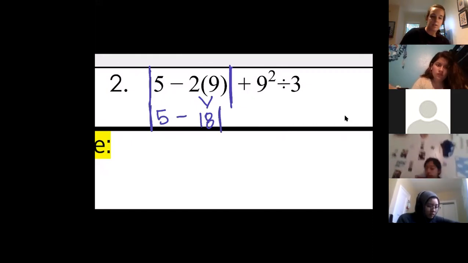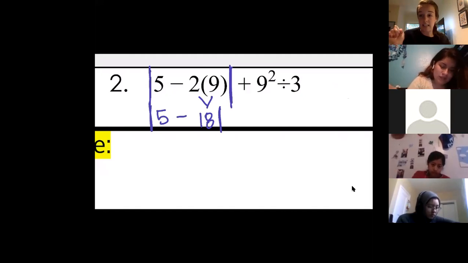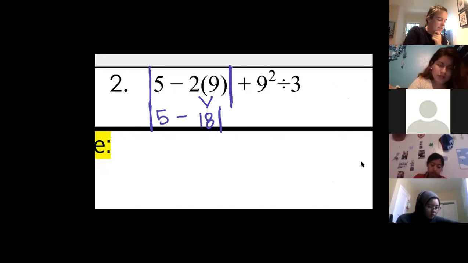I'm going to bring those straight lines down. So Gabby, in this situation, this is when we're going to need a positive. But we're not going to make it positive right now. We're not going to do 5 plus 18. We're going to do 5 minus 18, and then at the end, we'll make it positive. Okay. So what's 5 minus 18?